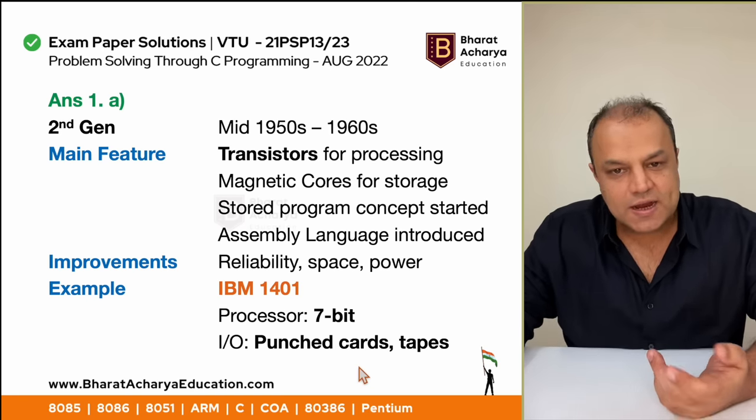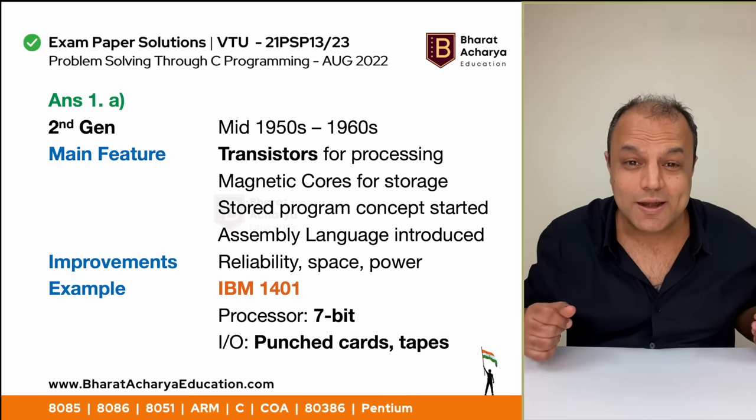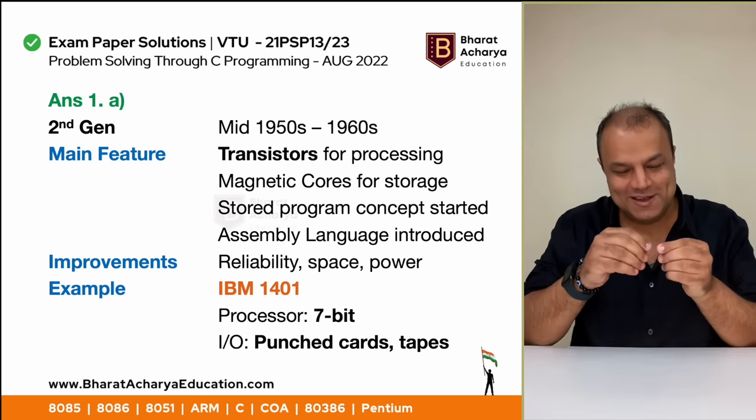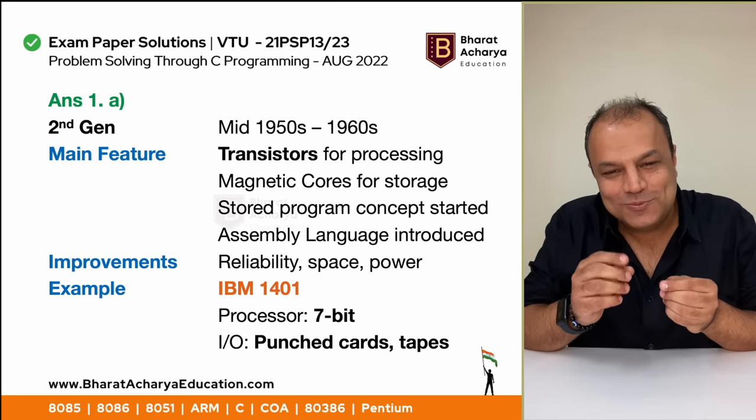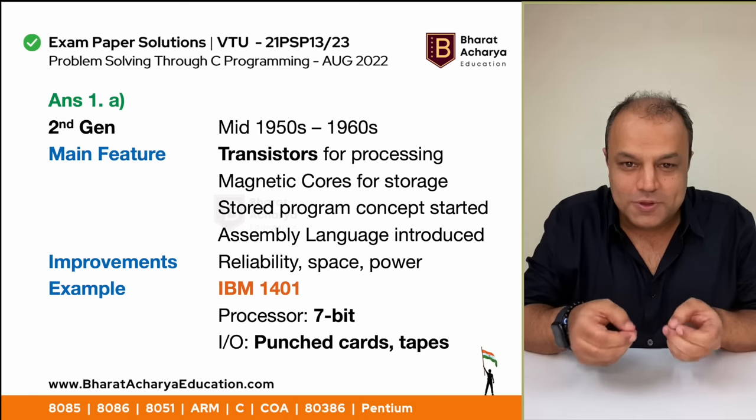Anyway, still punch cards and tapes, magnetic tapes, where magnetic strips were used. Magnetic strips. What are they containing? Zeros and ones. A magnet has a north pole and a south pole. Yeah, by now you understood this. A north pole 1, south pole 0, or vice versa. However you do it, that doesn't matter.